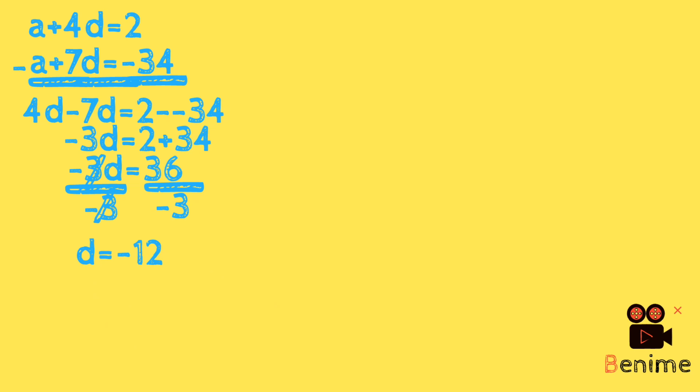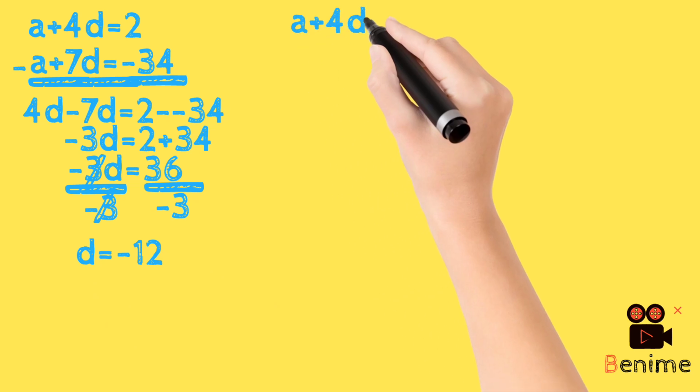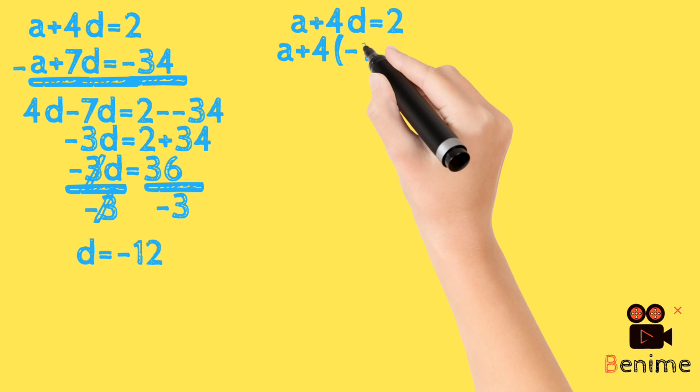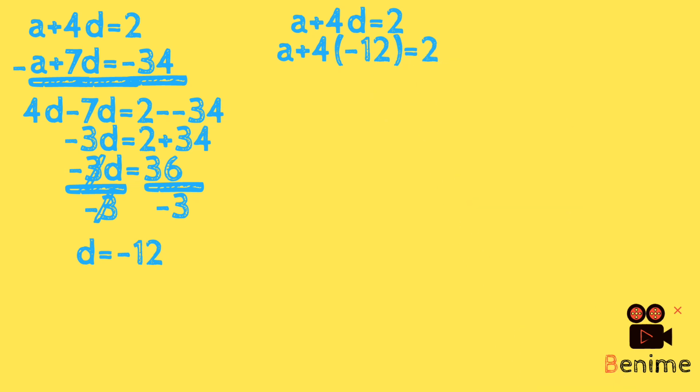Now to get our a, the question says we should find the first term and also the common difference. So I've passed one part, which says common difference. Now let's get the first term. To get your first term, you substitute what d is. d is minus 12. You can substitute in any equation. So let's substitute in equation 3. a plus 4d is equal to 2. Anywhere I see d, I'm replacing with minus 12. So a plus 4d equal to 2 becomes a plus 4 open bracket minus 12 close bracket equal to 2.